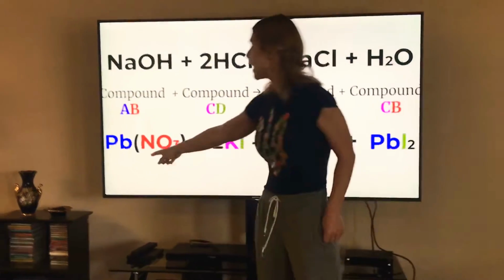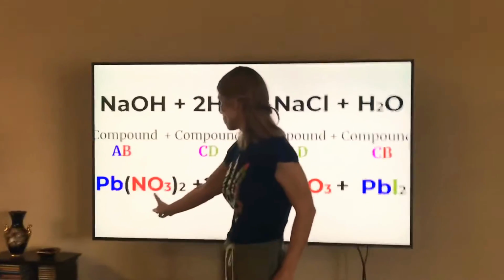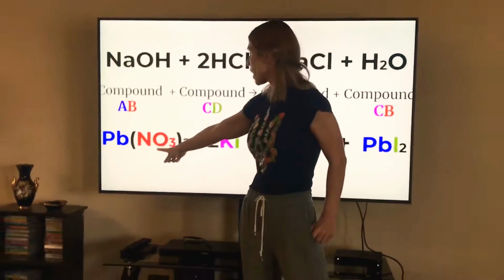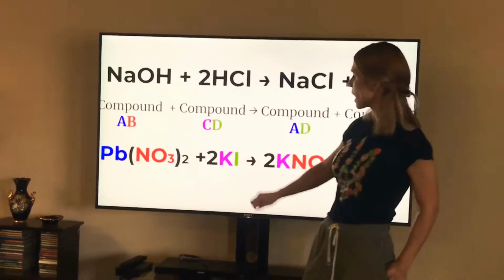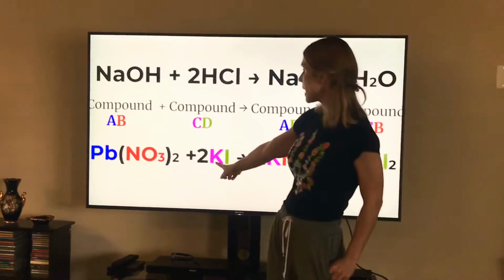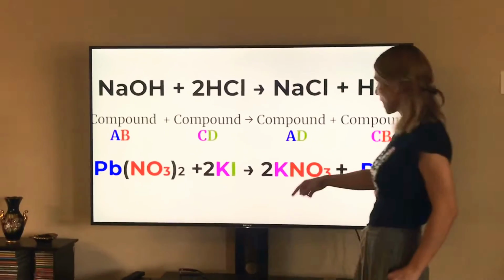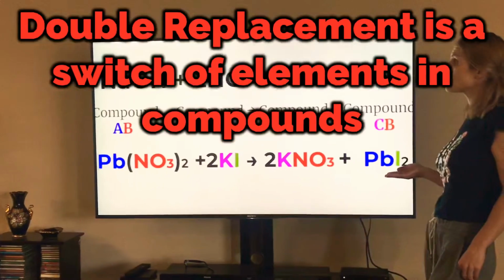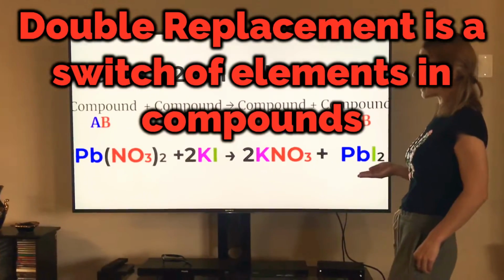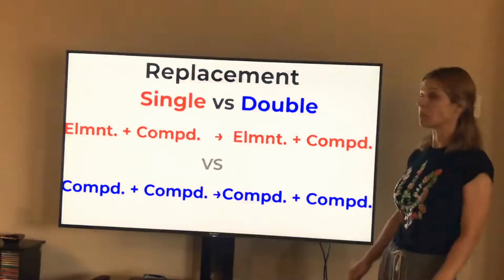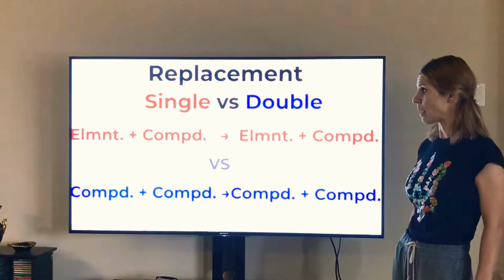So look over here. You had Pb(NO3)2, that's your first compound, and then KI, that's your second compound. What happened? K and NO3 traded places, and these are your two new compounds. That's why it's called double replacement. I'm going to give you single versus double replacement, so you don't mess it up.